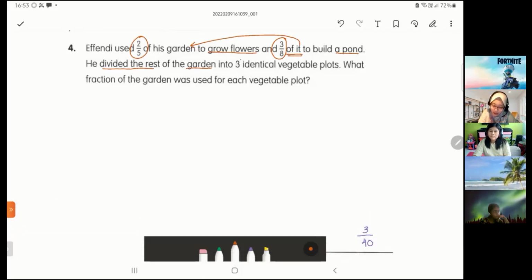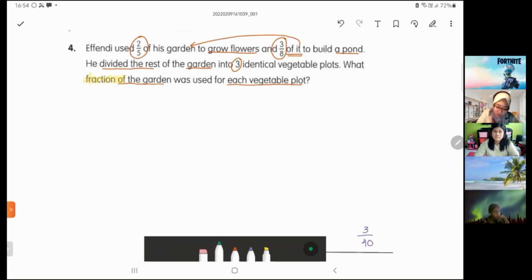Then he divided the rest of the garden, and the same garden is used for vegetable plots, for 3 identical vegetable plots. What fraction of the garden was used for each vegetable plot? Can we look at the phrase that says "fraction of"? I want it to be in fraction form. What fraction of the garden?